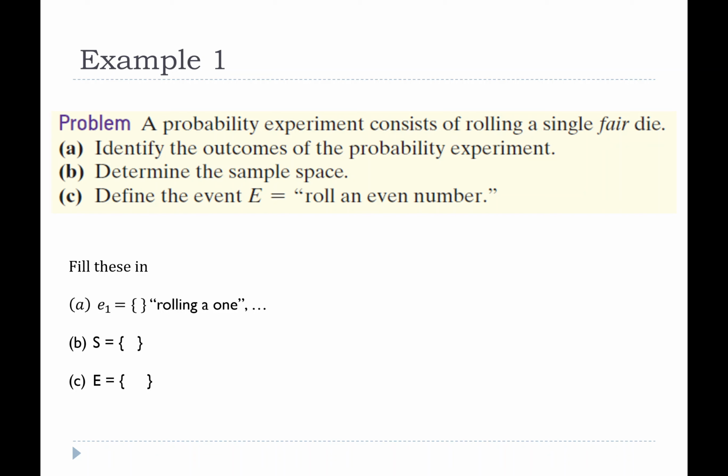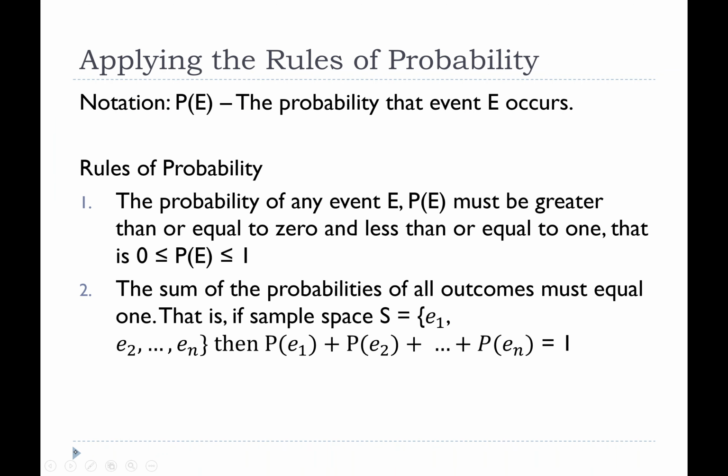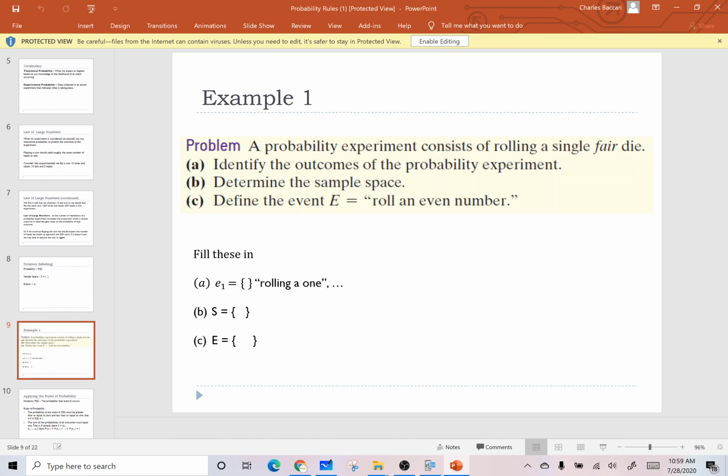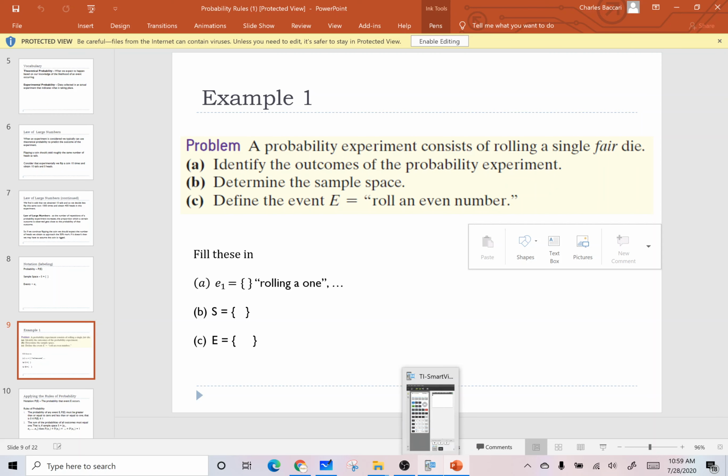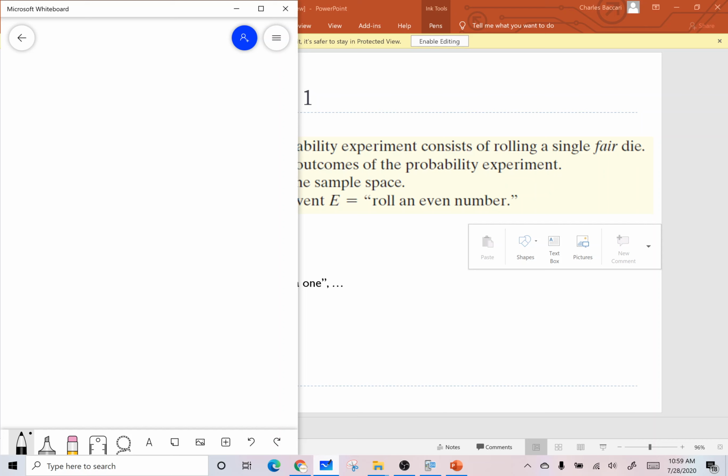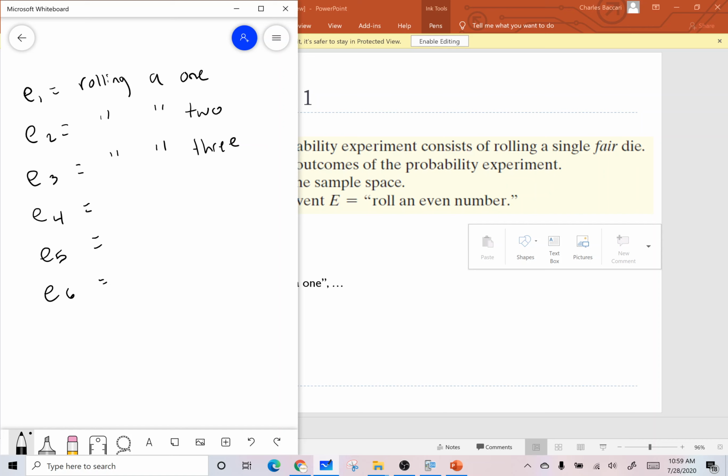Okay, we're going to do that real quick. First things first, fill in the possible events. E1 is rolling a 1. Next one is rolling a 2. E3, rolling a 3. What the heck did I just write? Rolling a 3. E4, E5, E6.